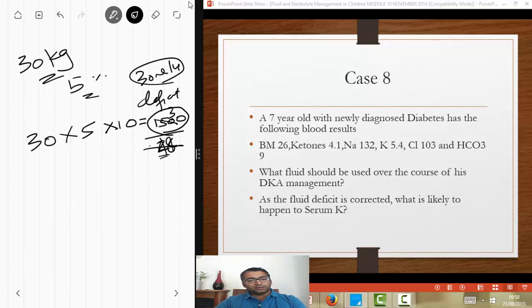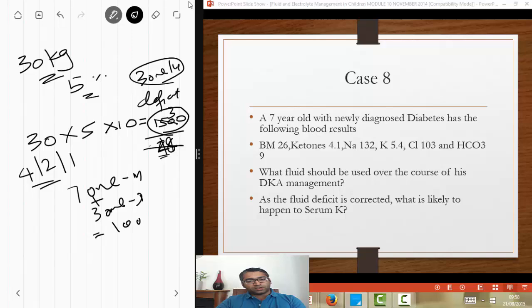And then you calculate the maintenance. You know, a 4-to-1 rule here would be 40, 60, 70 ml plus that 30 ml of deficit. So that's your maintenance, and that's your deficit. So you have about 100 ml per hour. So you would give 100 ml per hour.